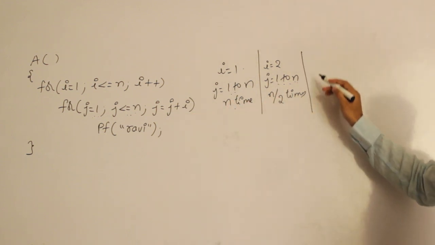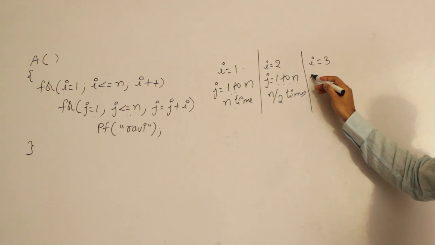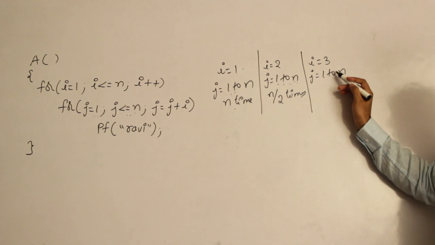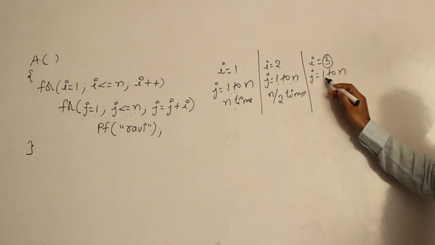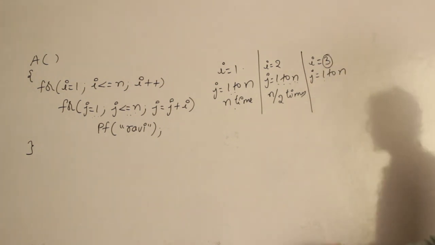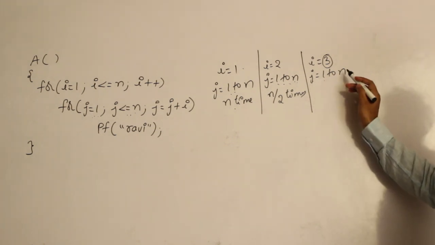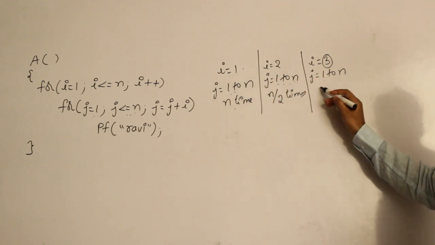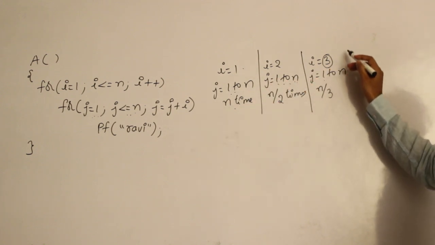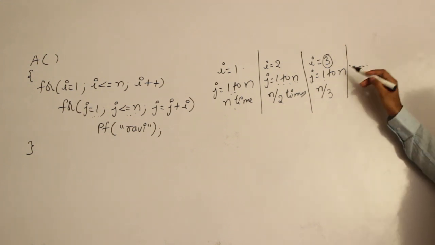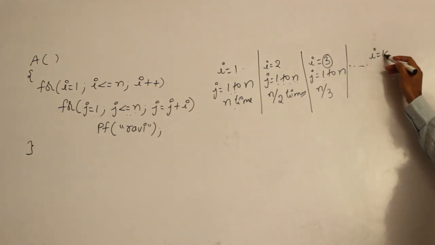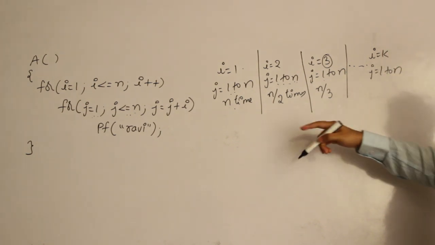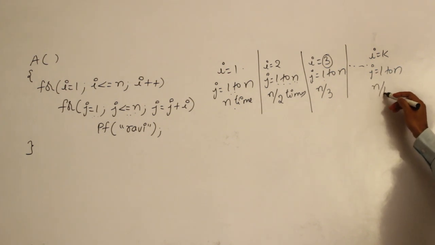Now for i equal to 3, again j will run from 1 to n, but the increment of j will be in steps of 3, which means 1, 4, 7, and so on. Therefore it will reach even faster. j will reach n very fast, and the number of times we enter the loop is n by 3 times, and so on. So whenever i equal to k, j has to run from 1 to n, but the increment will be in steps of k. Therefore the number of times it will be printed is n by k times.